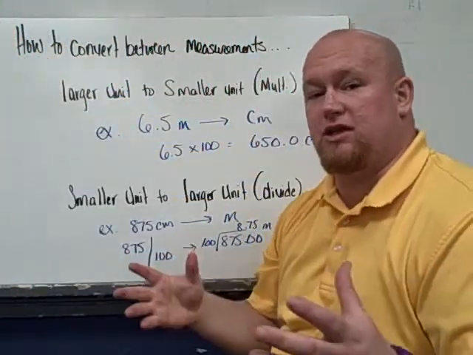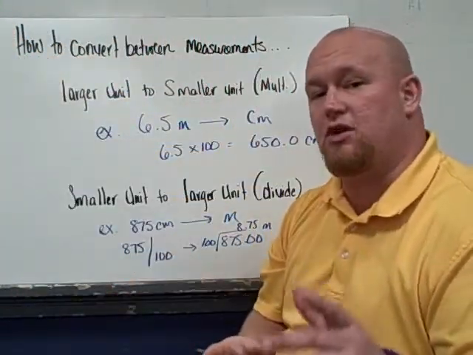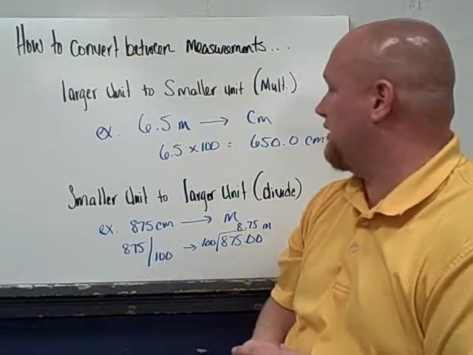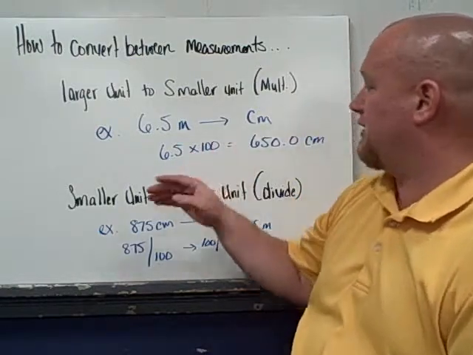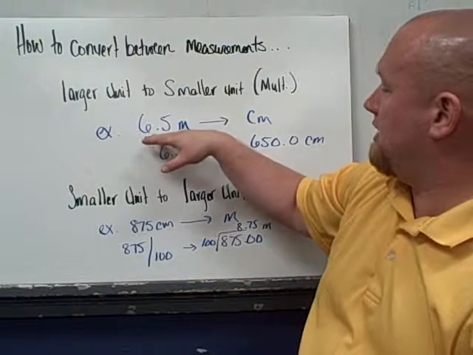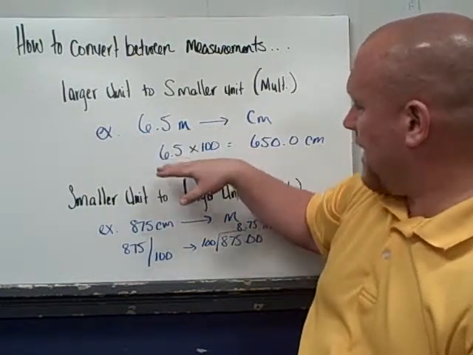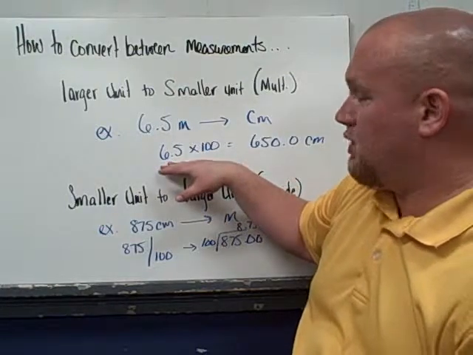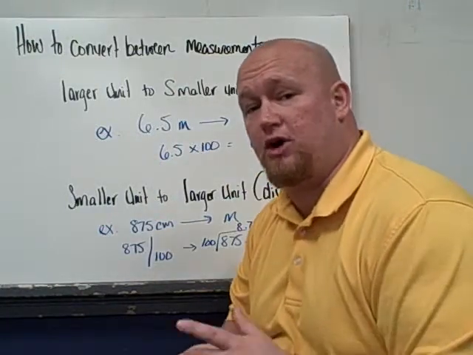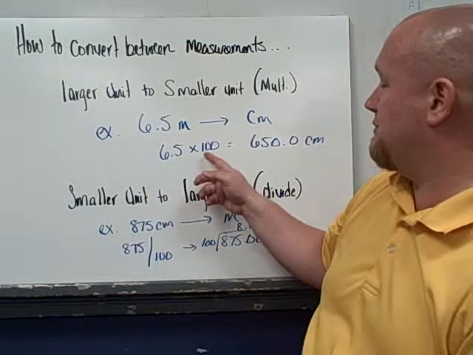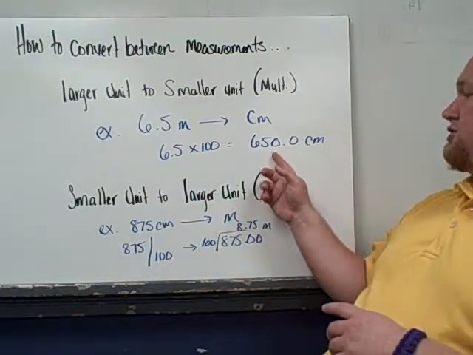So how do we convert between these measurements? First of all, if you're going to move from a larger unit to a smaller unit, you're going to multiply. For example, if I want to know how many centimeters are in 6.5 meters, I'm going to take 6.5. We said there were 100 centimeters per each meter, so 6.5 times 100 ends up with 650 centimeters.